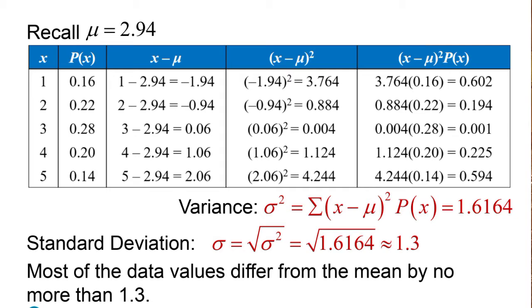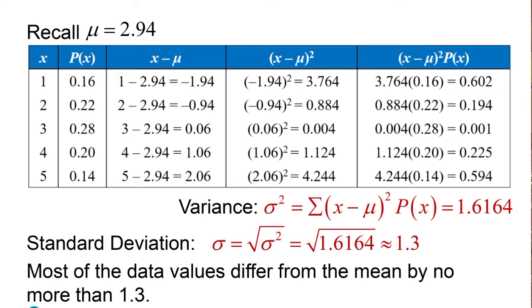Observe the third column. Subtract the mean from the value of x. So 1 minus 2.94 equals negative 1.94. 2 minus 2.94 equals negative 0.94. 3 minus 2.94 equals 0.06. 4 minus 2.94 equals 1.06. 5 minus 2.94 equals 2.06.